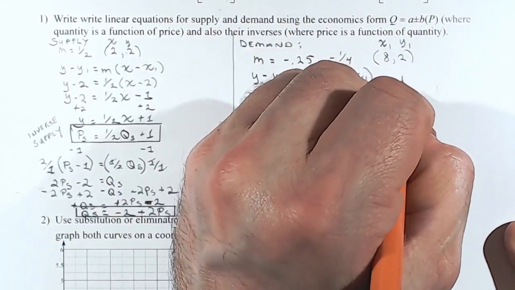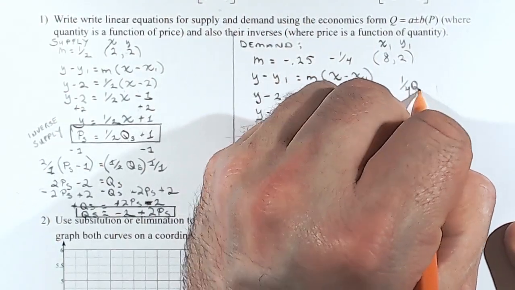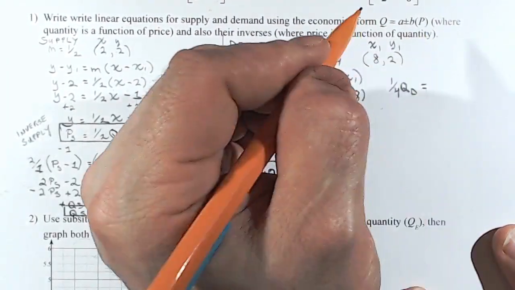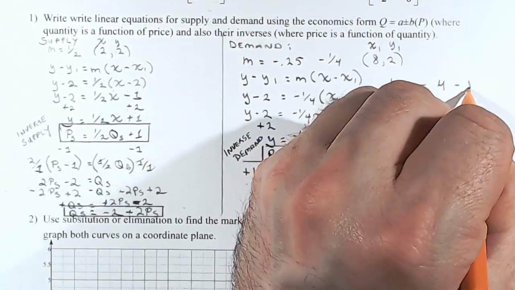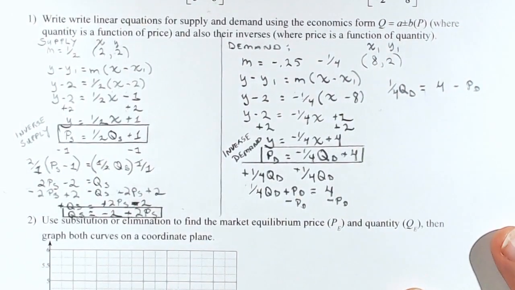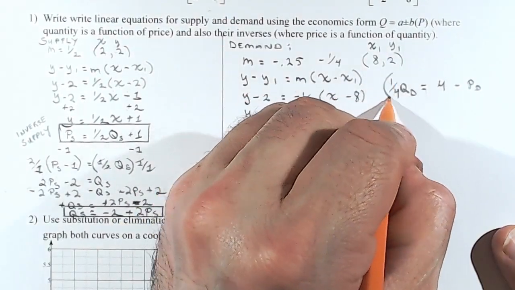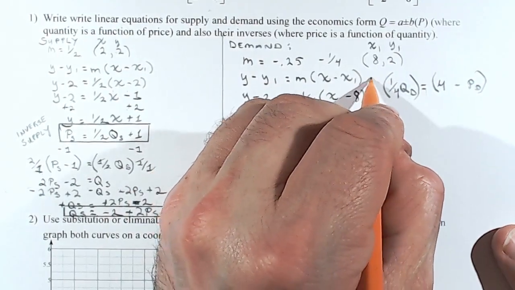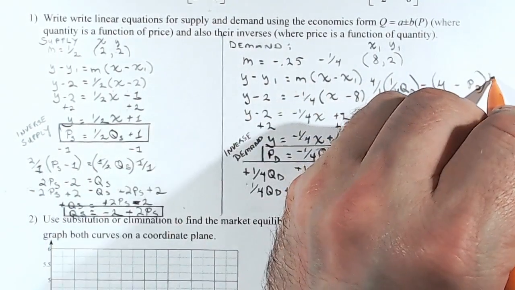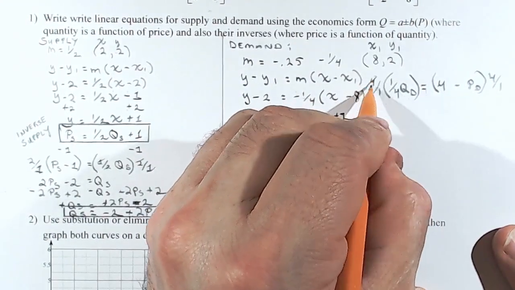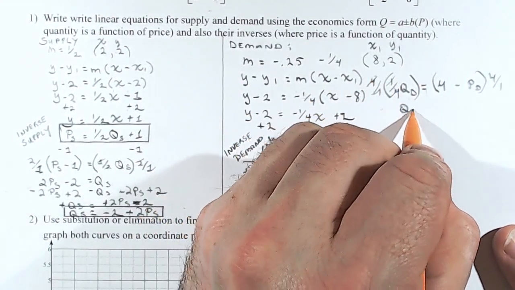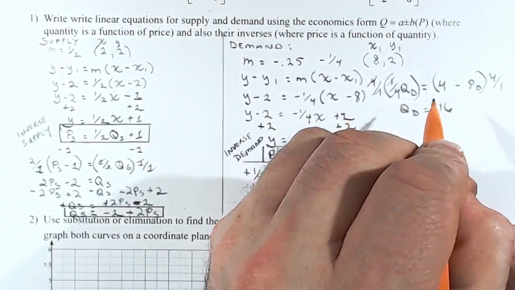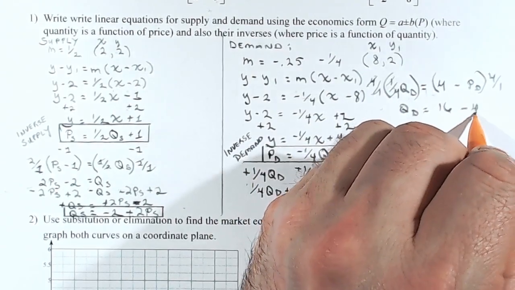I now have over here 1/4 Q sub D equals 4 minus P sub D. So I just have to multiply both sides by the reciprocal of the Q sub D coefficient, which is 4 over 1. So on the left, these all cancel out. And I have Q sub D equals, distribute, 4 times 4 is 16, minus 4 P sub D.